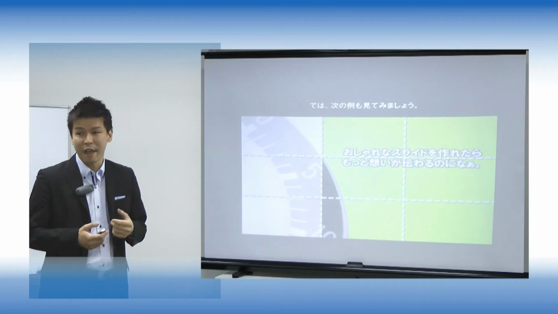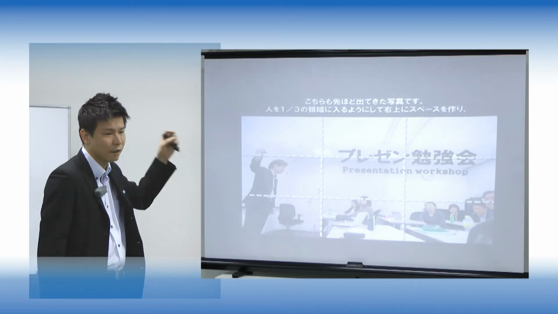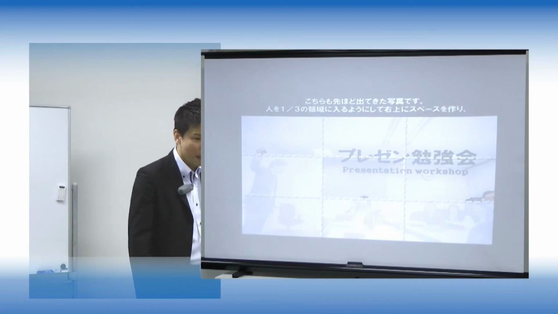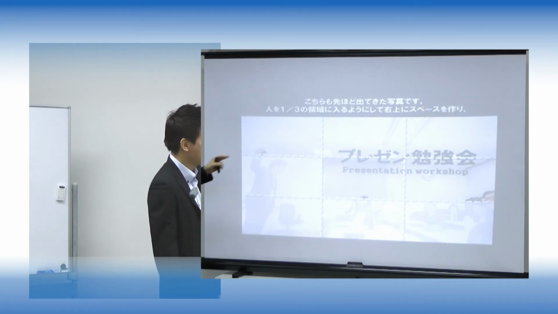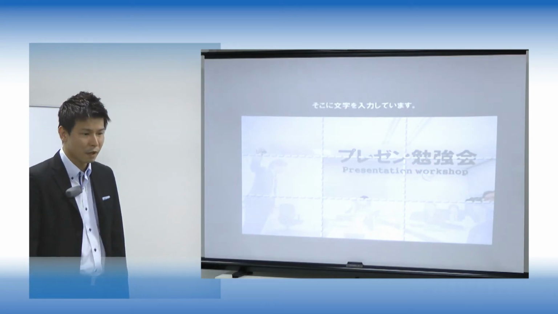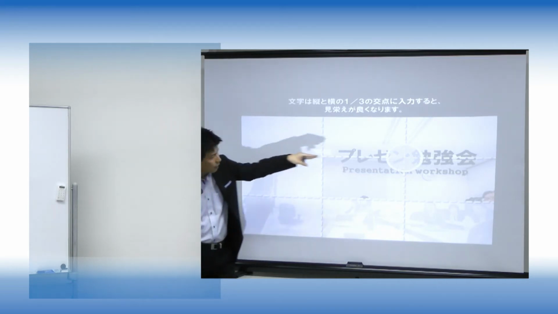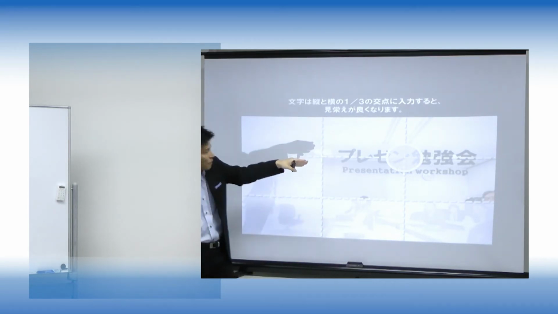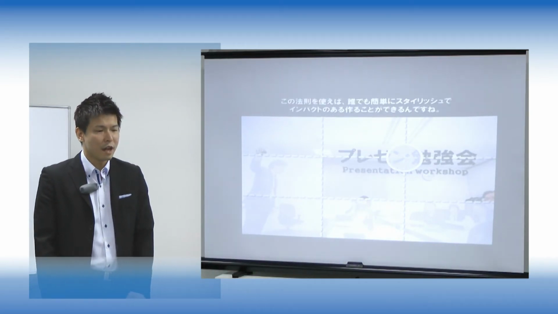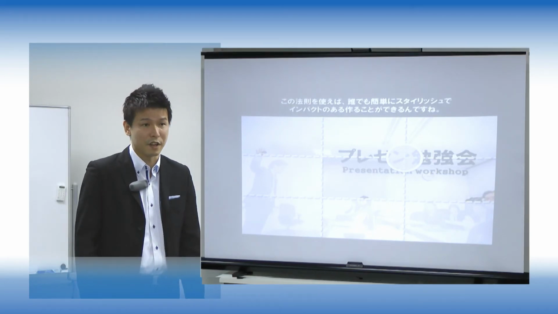Now, let's move on to the next one. As you have already seen, the image of people is inserted in the 1/3 area and the text is inserted in the right space. The text should be inserted at the intersection of the grid lines. Intersection of the grid lines as well. In this way, anyone should be able to make eye-catching and stylish slides easily.